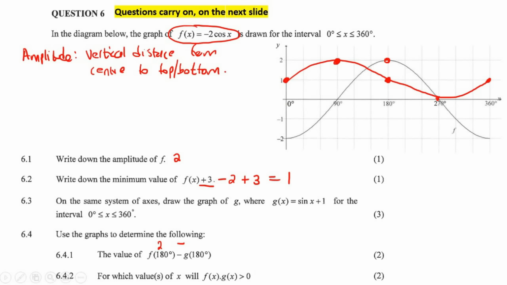And now they want us to find the value of g180. So if you go to g180 on the graph on the red one, there it is. So it's a 1. So you say 2 minus 1. And so that would be equal to 1. Okay, so that's the answer for that.